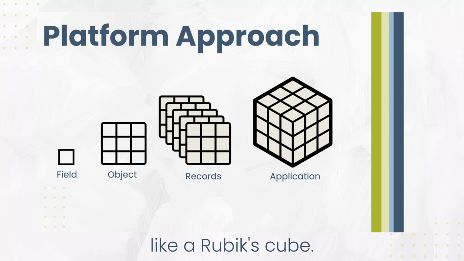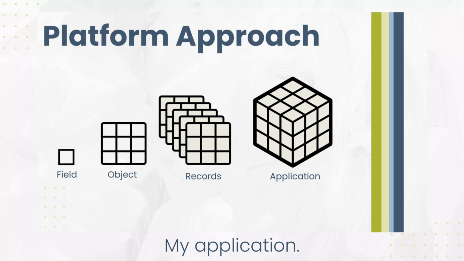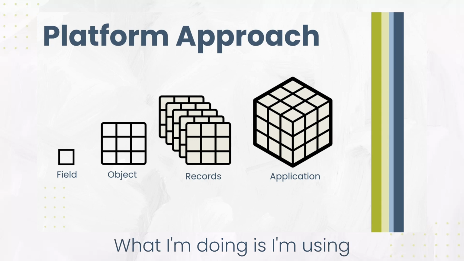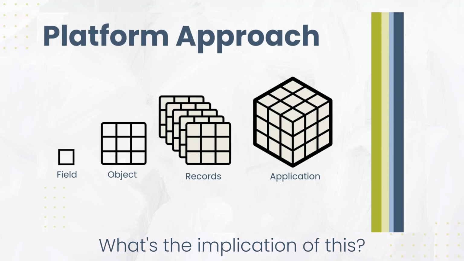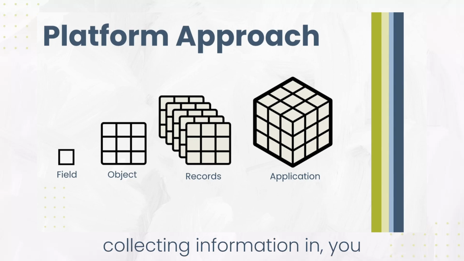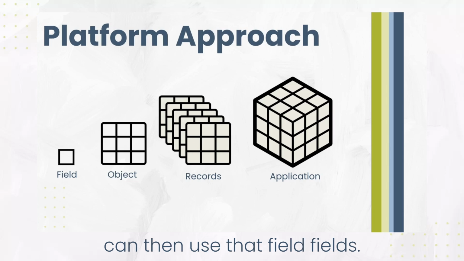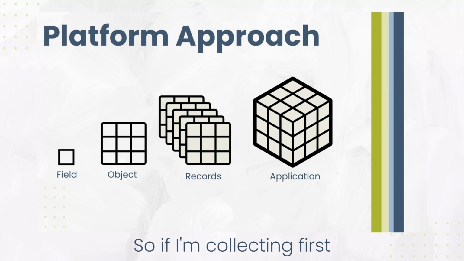I like to think of it like a Rubik's Cube. So if I'm writing an email and I want to leverage my data, my application, what I'm doing is using an email tool and referencing a field in an object. What's the implication of this? The implication is that any field that you're collecting information in, you can then use for your marketing purposes. So if I'm collecting first name, I can always reference that first name.